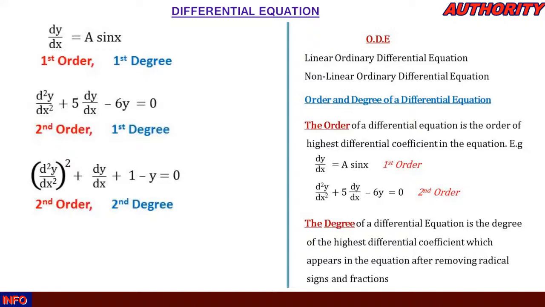Second order, second degree. Now in the last example here, we have (dy/dx)² + 3 dy/dx = 0. So the highest order is 1, so the highest derivative is first derivative. And then the highest derivative is having power 2. So we say that this differential equation is of order 1, degree 2. Is that clear?